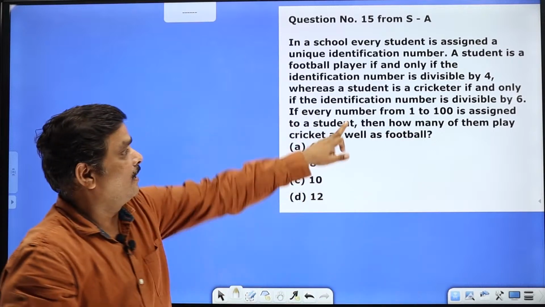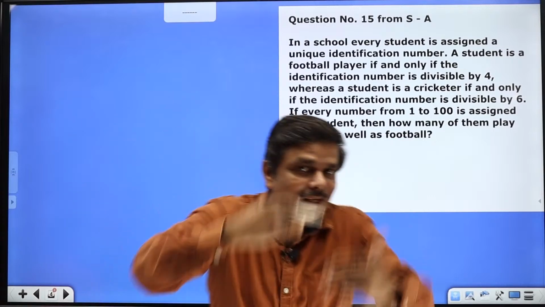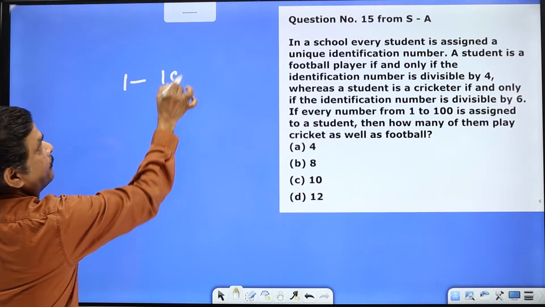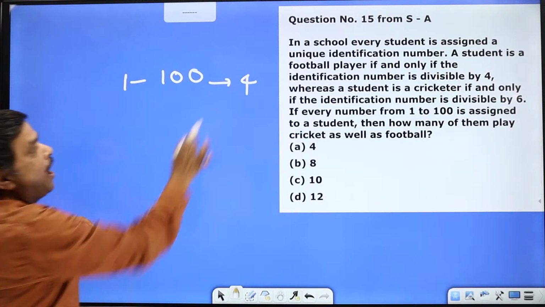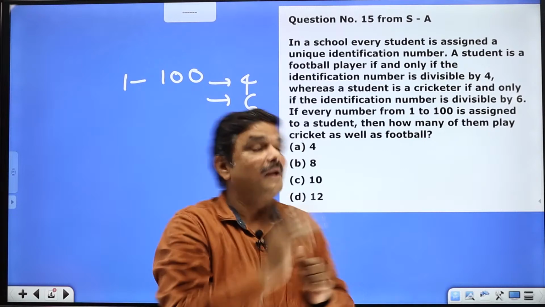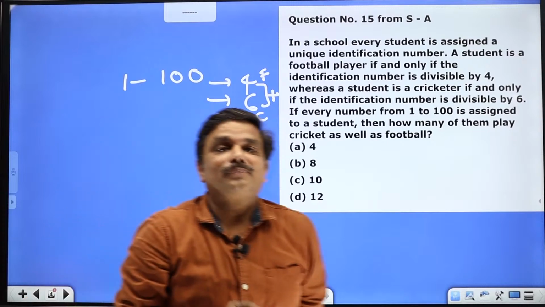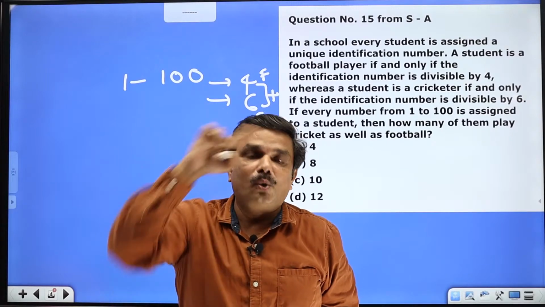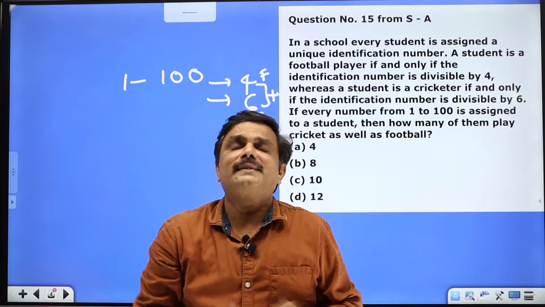And if he is a cricket player or cricketer, that number must be divisible by 6. And finally, they are asking: from 1 to 100, if the numbers are assigned, then how many of them are cricketers as well as football players? That means in the other way, they are asking, 1 to 100 numbers are given. Out of this, how many numbers are divisible by 4? How many numbers are divisible by 6? This is what exactly they are asking, but not independently. Both of these together, football and cricket together. That means you need to identify those numbers from 1 to 100, including 1 and 100, which are commonly divisible by 4 and 6. As simple as this.